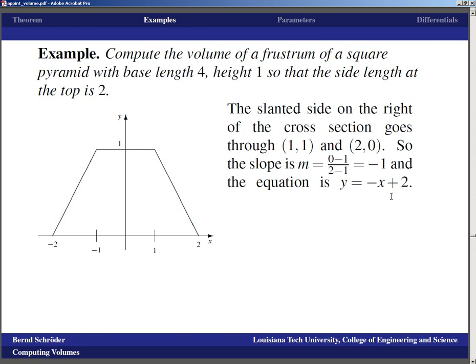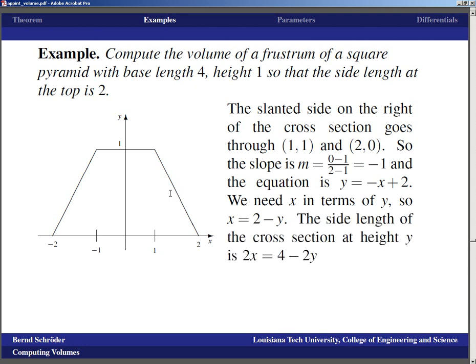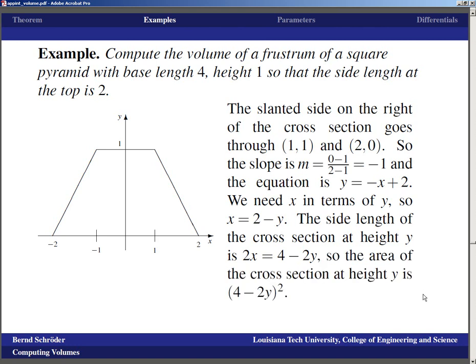Okay, however, we need the equation as x in terms of y, because what we're interested in is, of course, the horizontal cross-section. So that means we solve and we realize that x is equal to 2 minus y. And that gives us the radius of these square cross-sections. Well, the side length is what we actually need. So the side length at height y would be 2x equals 4 minus 2y. We just double this equation here, right? Because you just don't work with the radius of a square that much. And so that means that the area of the cross-section at height y is (4 minus 2y) squared.